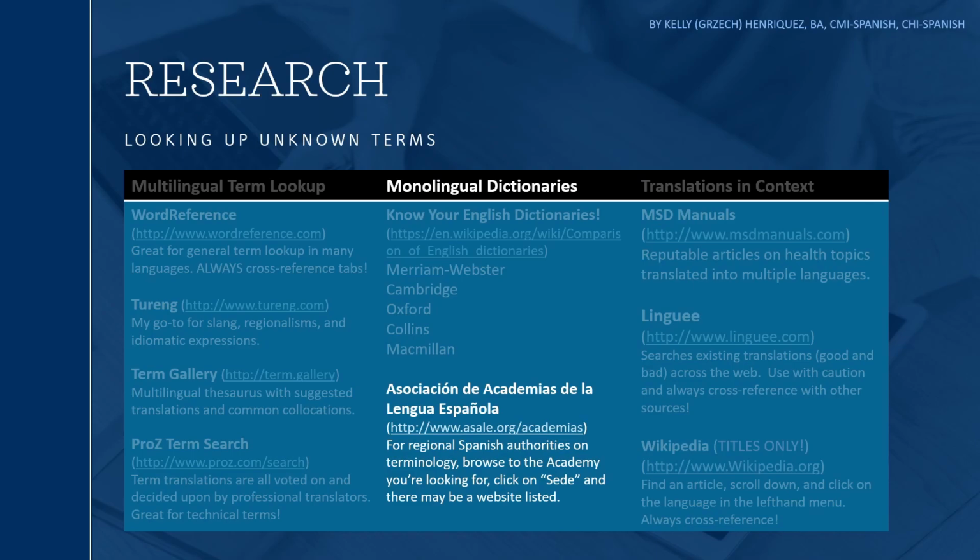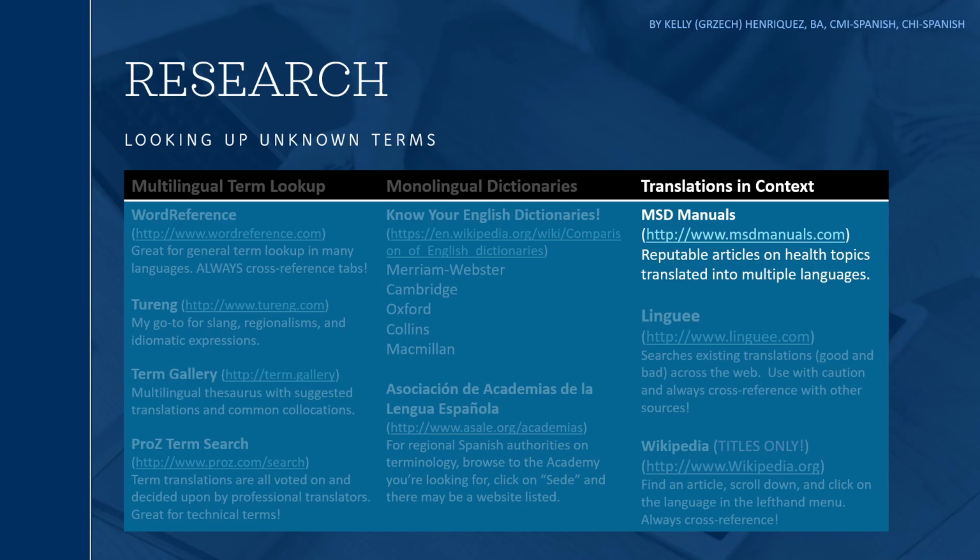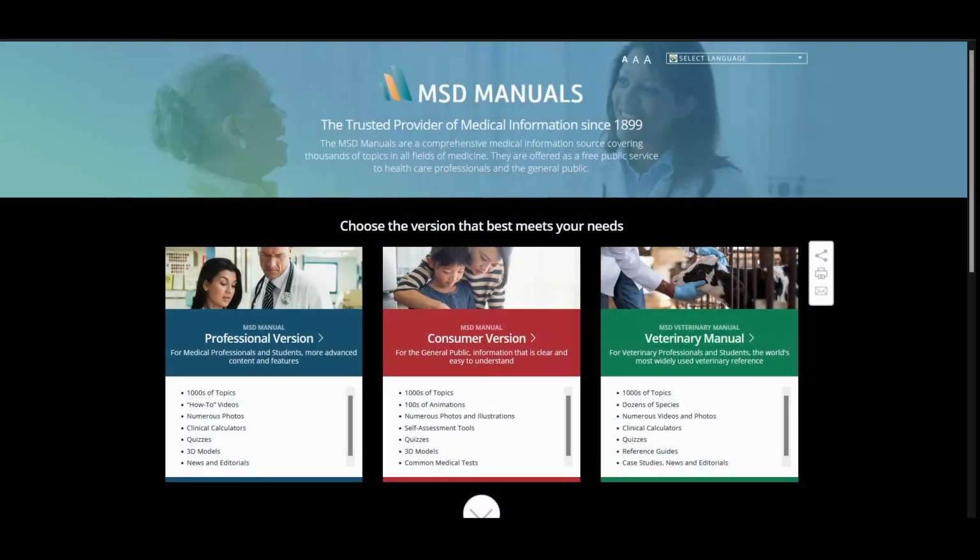We are next going to move to our third column. So our third column is translations in context. Technically we've already gone over one, which is Term Gallery, but I want to bring up this really awesome tool that I wish more people were aware of. That's why I'm talking about it right now. So MSD manuals or Merck manuals. Super cool. You can go to the professional version, consumer version, or veterinary manual.